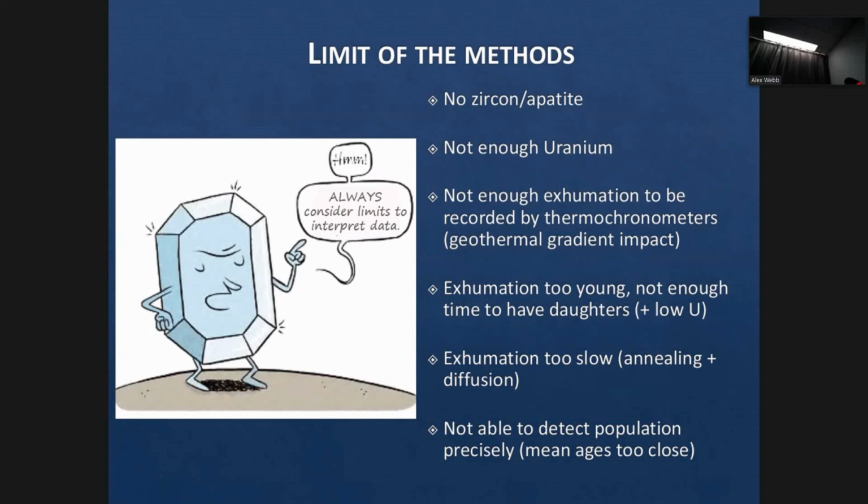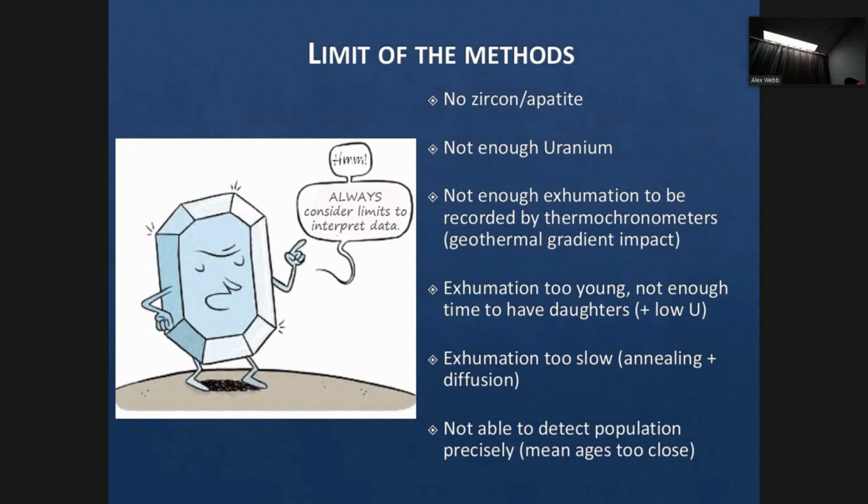When I started working in the Himalaya, I discovered that when it's full of uranium, you can actually record very, very young thermochron ages. So it's again a matter of uranium content in the grain. If exhumation is too slow, you spend too much time in the partial annealing zone or the partial retention zone. As I told you before, you remove all the helium and you anneal all the fission tracks. So when you spend too much time in this area around 100 degrees, you reset everything and you will see nothing. And sometimes, for detrital thermochronology, the main problem is not being able to detect populations properly.